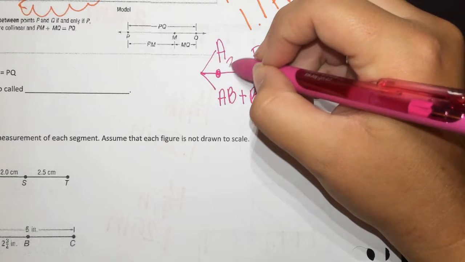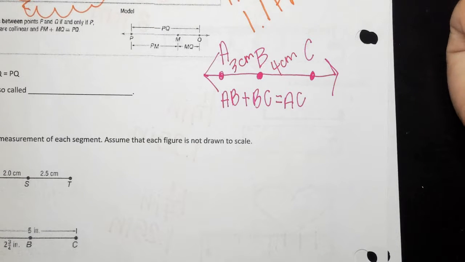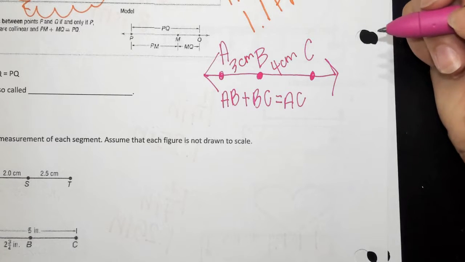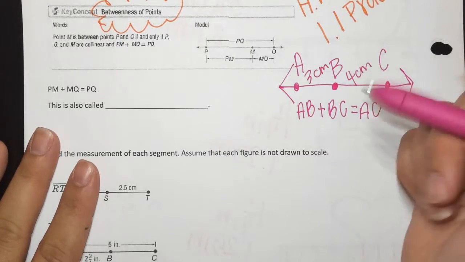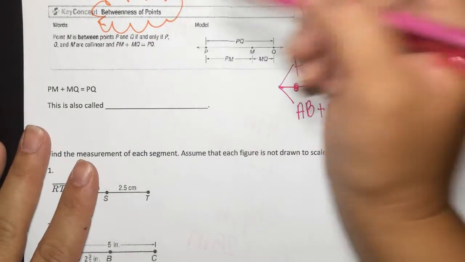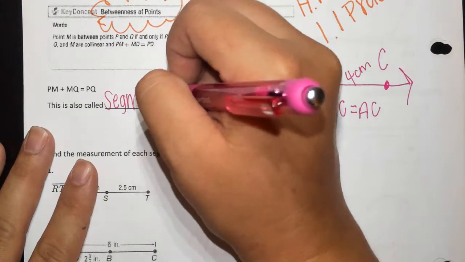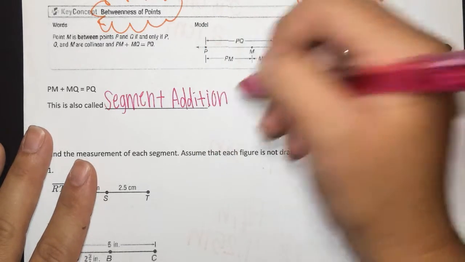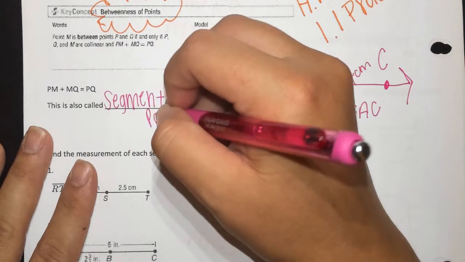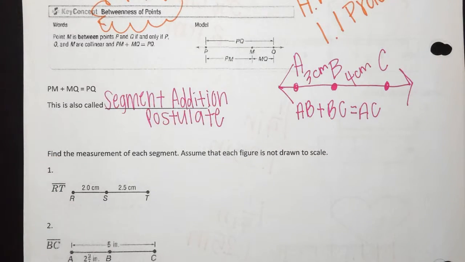So say this is 3 centimeters, and this is 4 centimeters. What's the whole length? 7. Okay, so that's just the mindset behind this. Now, there's another saying that I like better, besides betweenness of points. This is also called the segment addition postulate. You're adding segments, okay? Segment addition postulate.